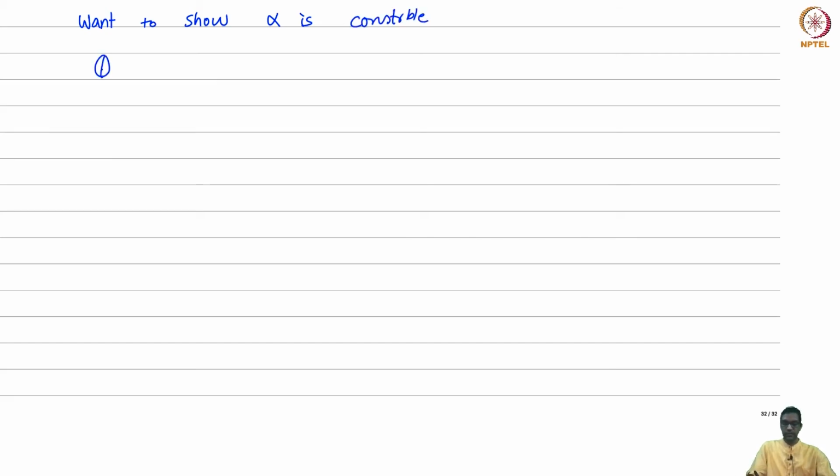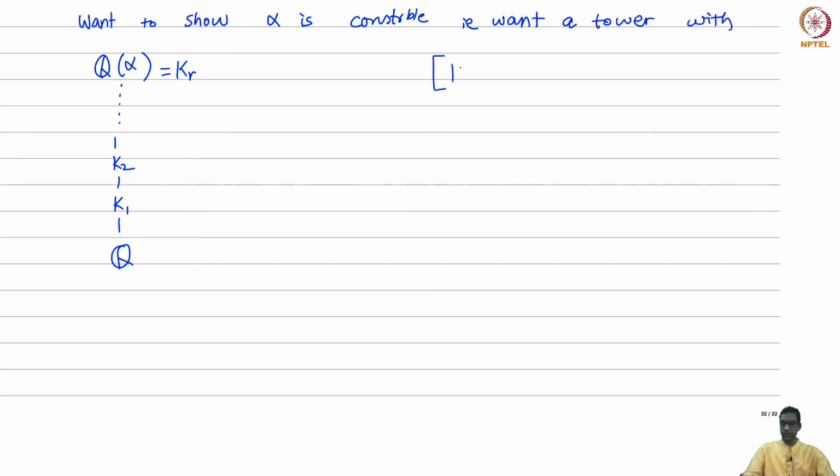What does that mean? I should be able to do the following: between Q(alpha) and Q, I should be able to put a bunch of subfields. Okay, so that this is the last one. Let's call it K_r. I.e., I want a tower like this, with each successive extension of degree 2.